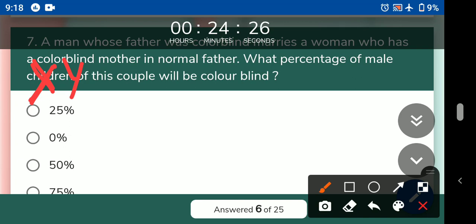Now, a man whose father was colorblind marries a woman who has a colorblind mother. Mother was colorblind. If the mother is colorblind, suppose mother is colorblind like this.